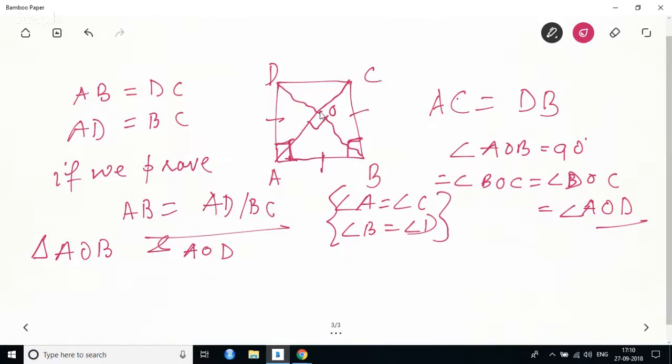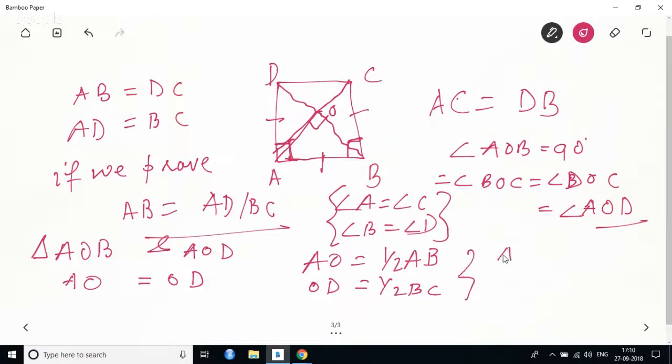In triangle AOB, I am taking side AO. In triangle AOD, I am taking side OD and I am writing it equal. How am I writing it equal? Because I have been given that diagonals are equal. If diagonals are equal, half of the diagonals, AO is equal to half of AC, and OD is equal to half of BD, and AB is equal to BC, that has been given to me. And that is why I have written AO is equal to OD.